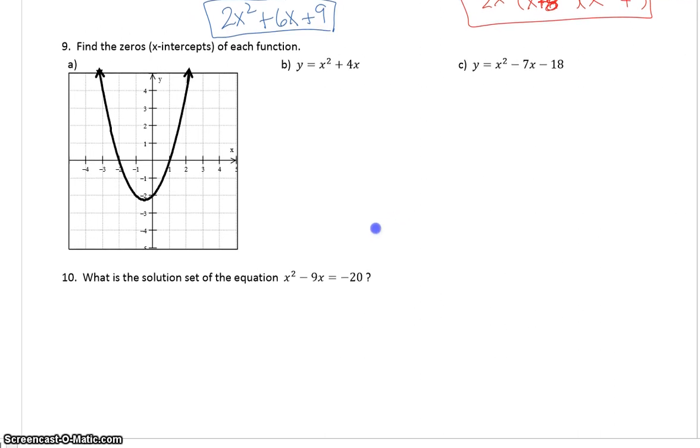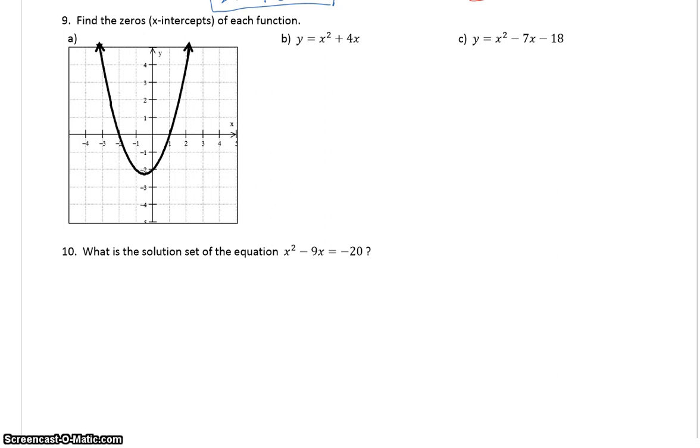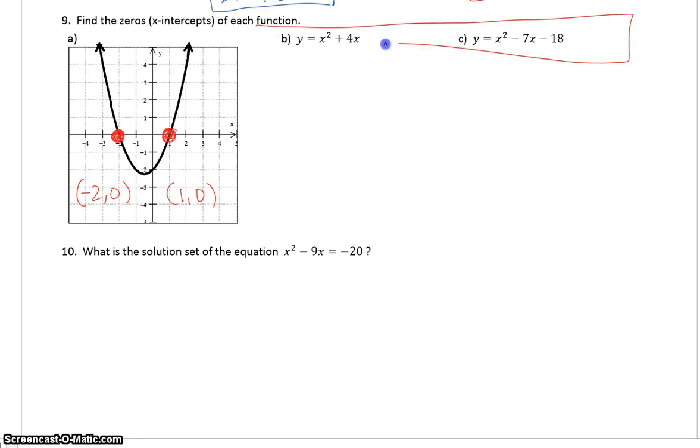Okay. Number 9, find the zeros or the x-intercepts of each function. Looking at graph A, you can find the zeros or the x-intercepts very easily just by looking at the picture. So you would have negative 2, 0, and 1, 0. And for B and C, you are going to factor and solve. But in order to do that, make sure that you put 0 in for y and factor and solve those. I'm going to have you try those for tomorrow. That's what you're going to be responsible for.